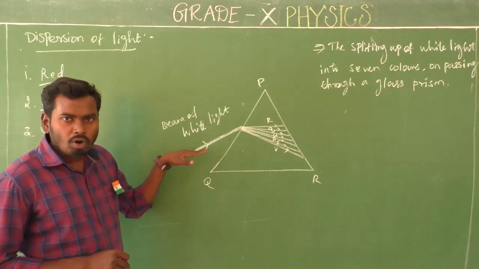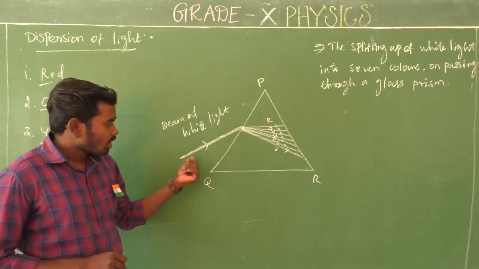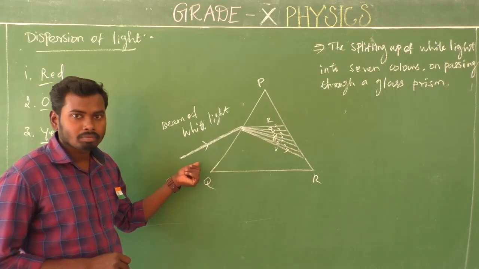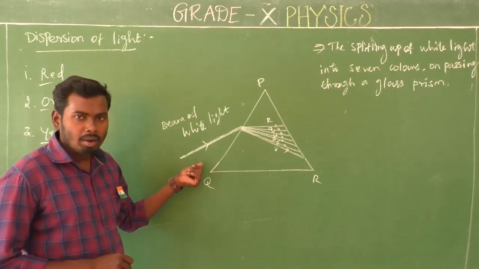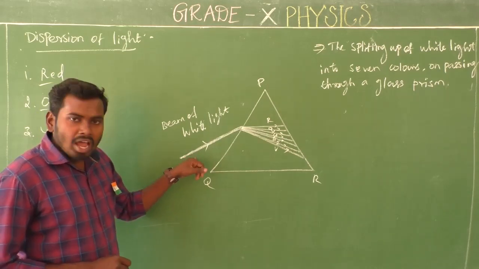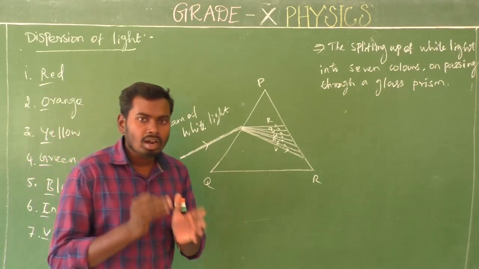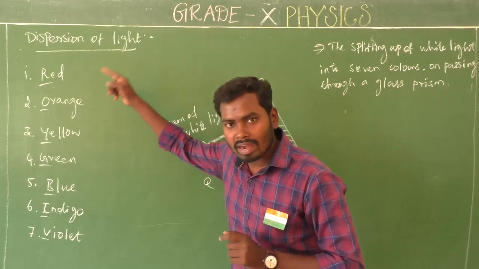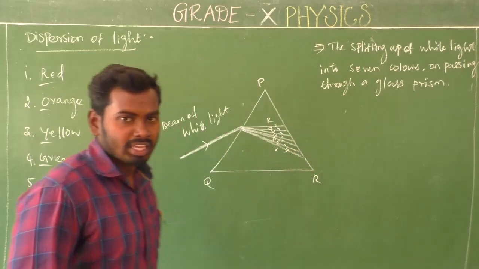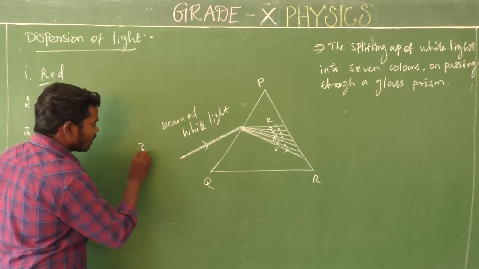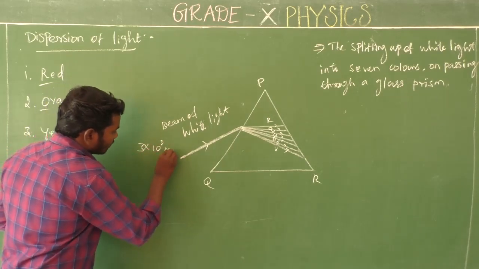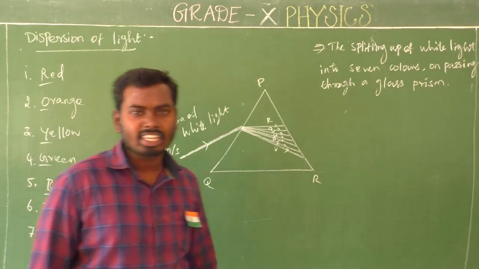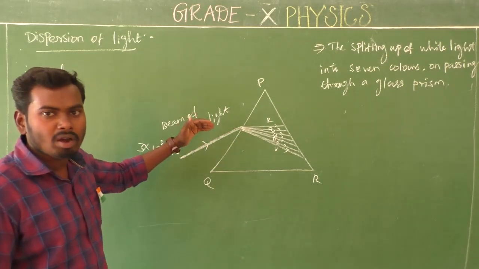Before falling on the glass prism, the white light travels in what medium? White light travels in air medium. Am I right? So in air medium, all the constituent colors of white light have the same speed. Is it clear? What is the speed in air? 3 into 10 to the power 8 meters per second. That is the speed of white light in air.